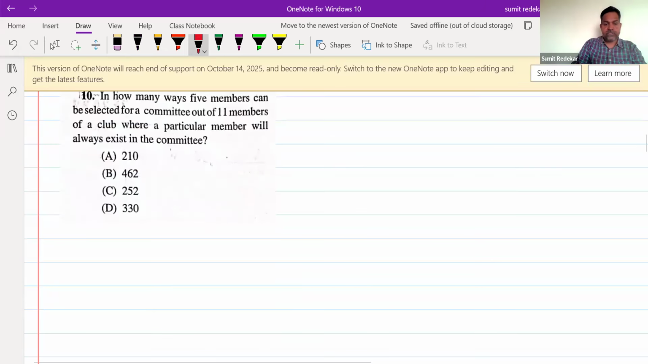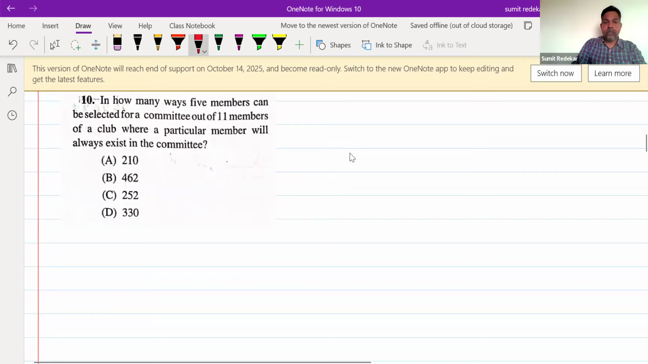Quickly moving on to question number 10. How many ways 5 members can be selected from a committee out of 11 members of a club where a particular member will always exist in the committee? A particular member will always exist. In how many ways 5 members can be selected out of 11?